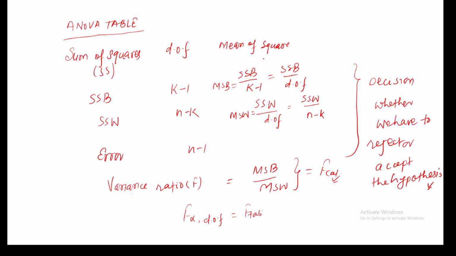How will we get the mean square of error? SSB by its degrees of freedom, and SSW by its degrees of freedom. Then it will become the F calculated. Once you are done with the ANOVA table, you calculate the F calculated, then from the table you get the tabulated F. Once you have the F calculated and F table, you can check the decision.